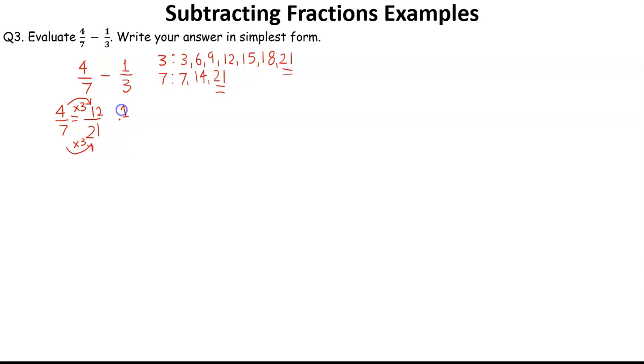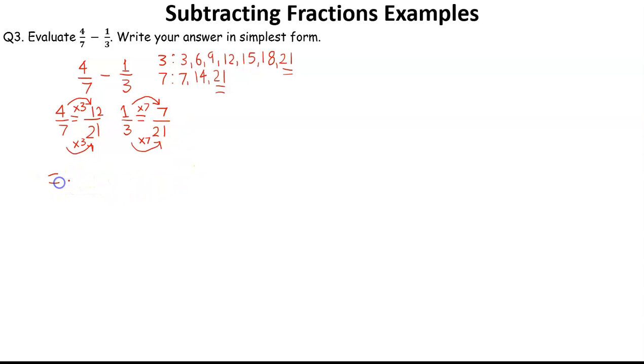I'm going to convert my third. So I've got a third, 1 over 3. I know that my denominator must be 21, finding an equivalent fraction. What do I multiply 3 by to make it 21? I need to multiply it by 7. So that means I must multiply my numerator also by 7. So 1 times 7 is 7. So now I've got two equivalent fractions, 12 over 21 and 7 over 21. So now I'm just going to continue with my calculation.